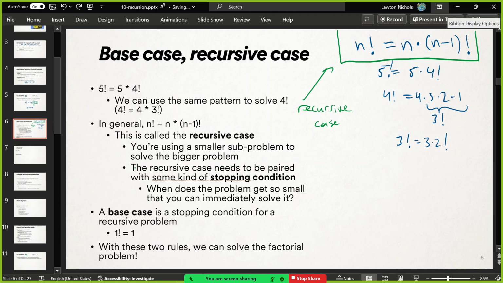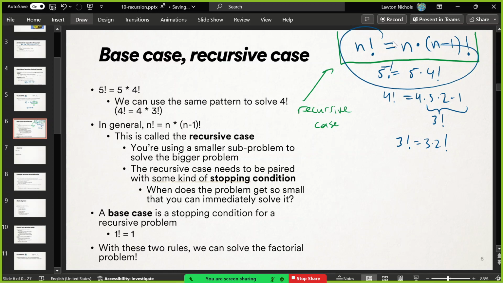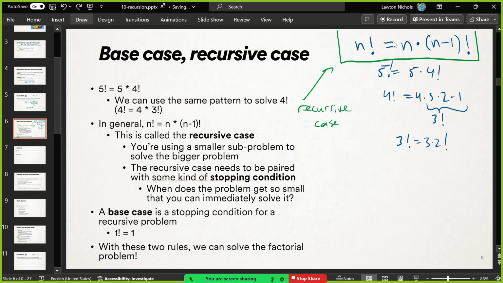But you don't want this to go on forever until the end of time. You want to get to an answer eventually. So the recursive case, you have to pair it up with at least one stopping condition. All right? And then to find that, you ask the question, like, when does the factorial problem get so small that I don't need to go out and hand it off to a smaller factorial? Like, it's small enough I can immediately solve it. All right? Or if I keep following the recursive rule, when does it stop making sense? That's another question that is valid to ask.